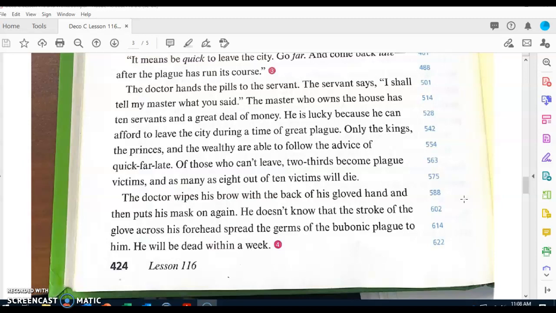Now, what effect did the doctors think sprinkling perfumed water would have? The effect that the doctors thought the sprinkling perfumed water would have was that the perfumed water would purify the air.